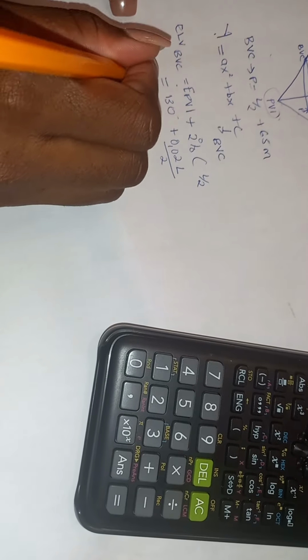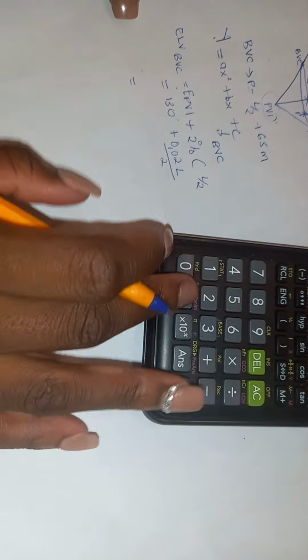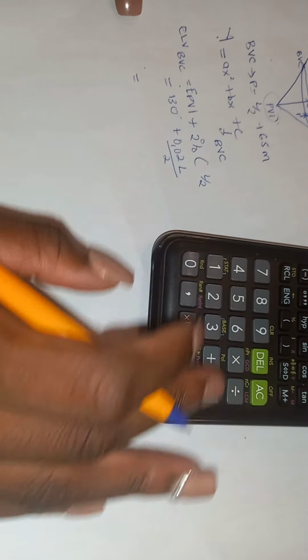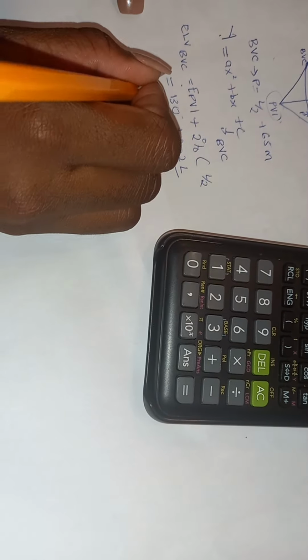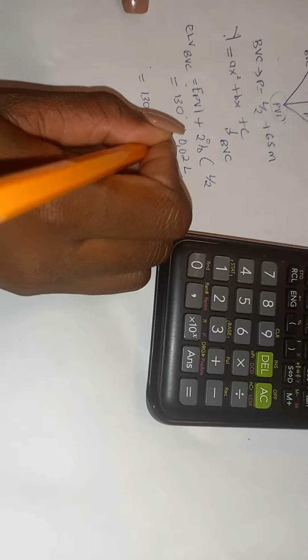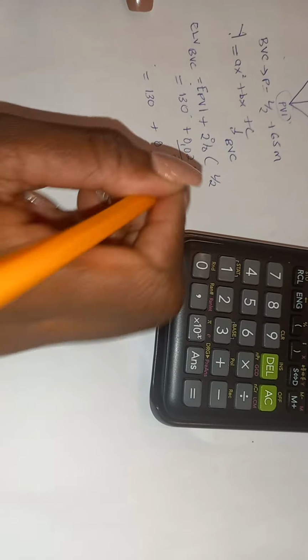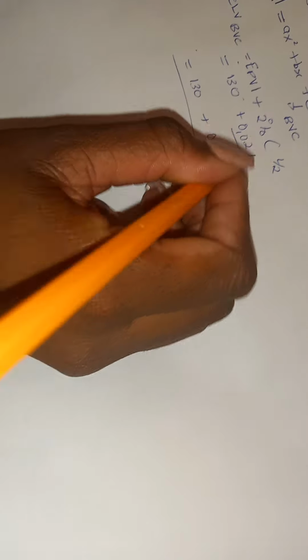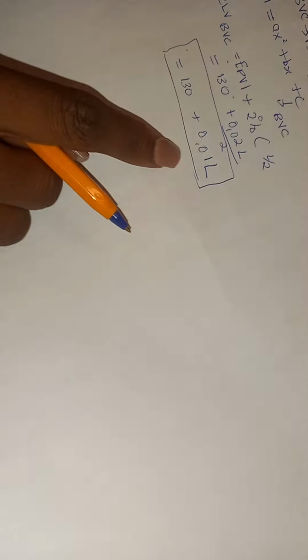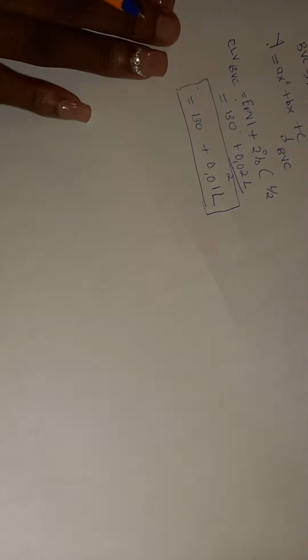You can simplify this: 0.02 divided by 2 gives 0.01. So it's 130 plus 0.01 L. This is what you have, a representation of your elevation at the BVC in terms of L. Remember, we're not given the curve length, so we should work with L.